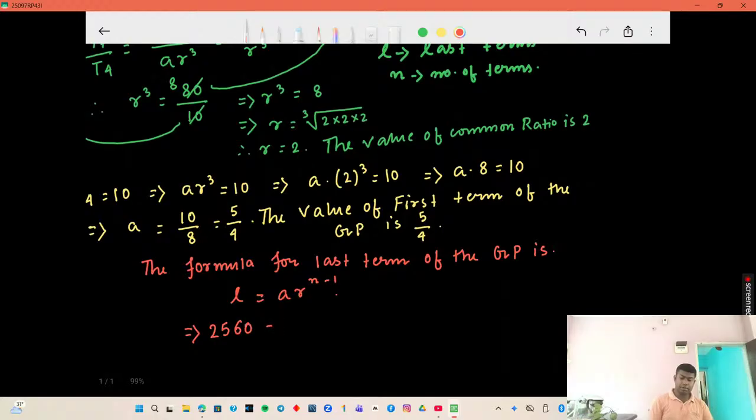2560 is equal to, what is the value of A? The value of A is 5 by 4. Here we can see that the first term is 5 by 4 into, what is the value of R? The value of R is 2, and on top what will be there? On top, n minus 1. So now by solving this equation we can find the value of n minus 1.